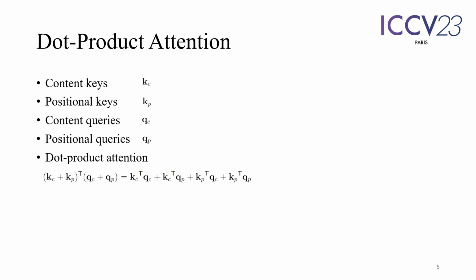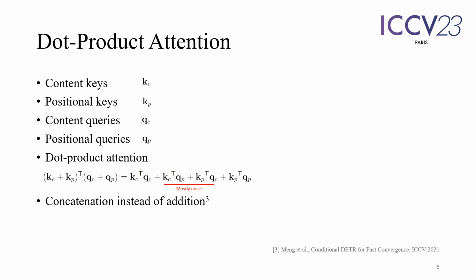To elaborate, let us first revisit the dot product attention mechanism with positional embeddings. We will denote the keys by K sub C, as they contain the visual content features of image patches. We also refer to them as the content keys. In addition, we denote the positional embeddings for the keys by K sub P, and we refer to them as positional keys. Similarly, we have content queries and positional queries, and the dot product attention can be expanded into these four terms. As we will show later, these two cross terms in the middle produce mostly noise.